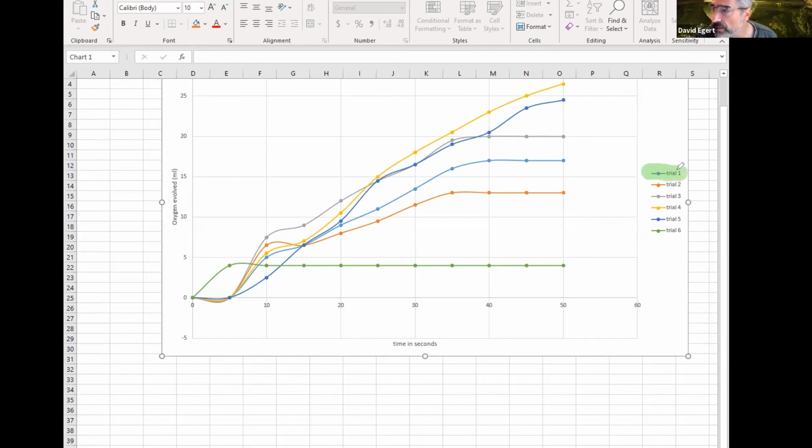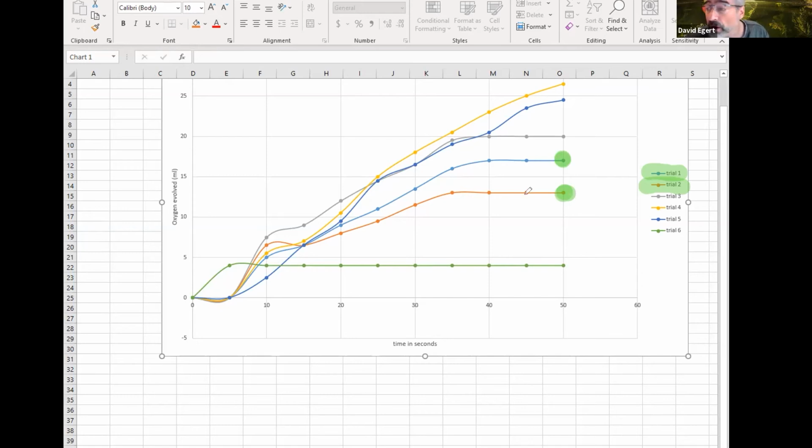Trial 1 should have less hydrogen peroxide, so by the end it's going to make less oxygen. Trial 2 has more hydrogen peroxide, so by the end it should have more oxygen. But yet I'm seeing the opposite. I see trial 2 died and had less oxygen by the end, and trial 1 had more oxygen by the end. So, doing my sanity check, something's wrong, right? There's some reason I can't trust this data.